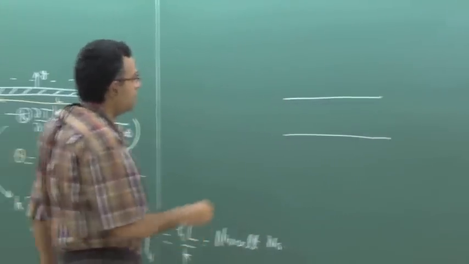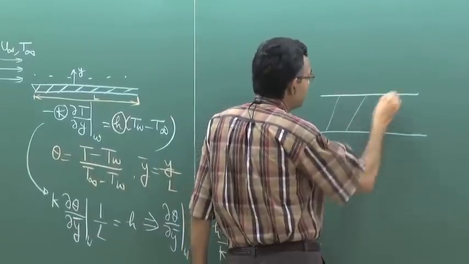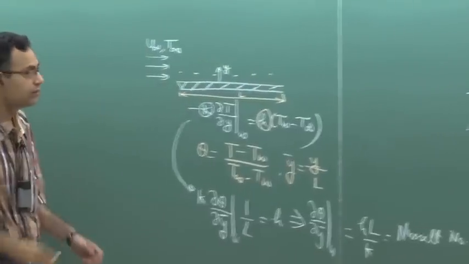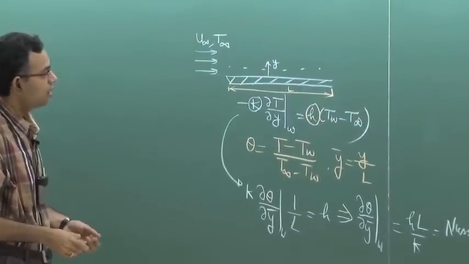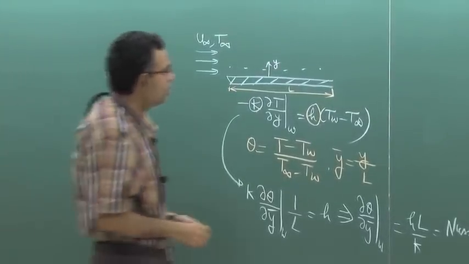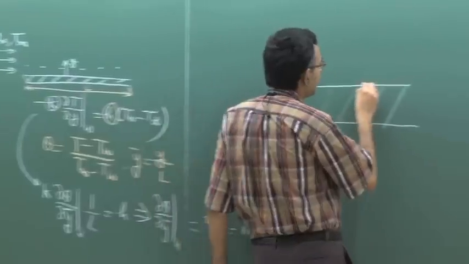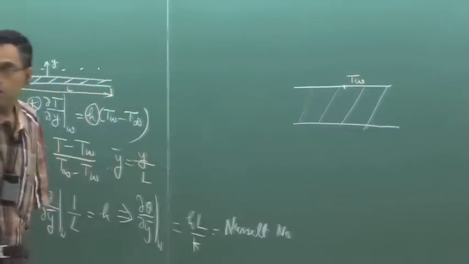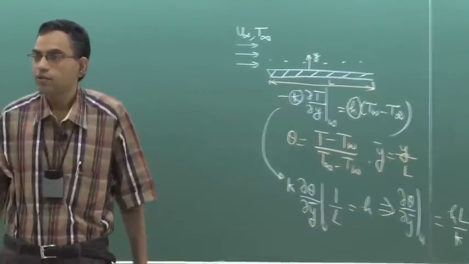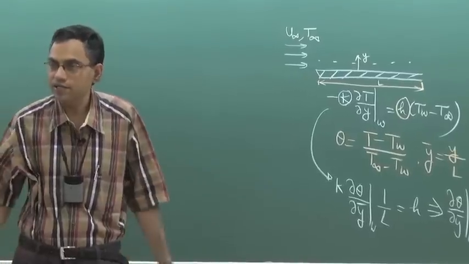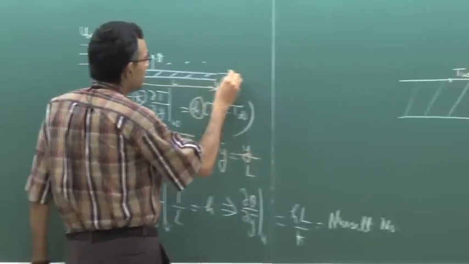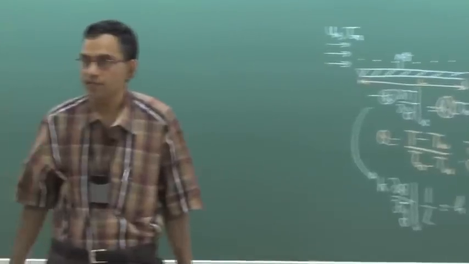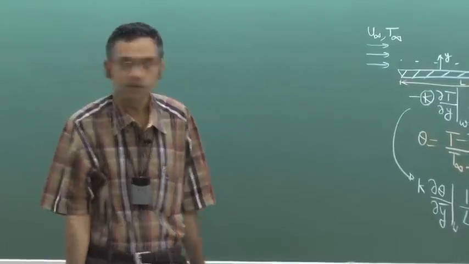So, I am just enlarging the solid boundary, solid wall. This is the solid wall. Okay. Let us say that this temperature is T wall, which may be a function of x. X is this x axis. T wall may itself be a function of x, or may not be a function of x.